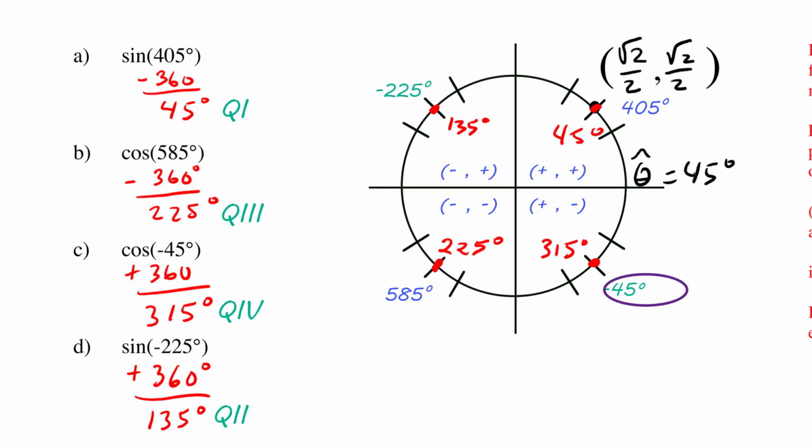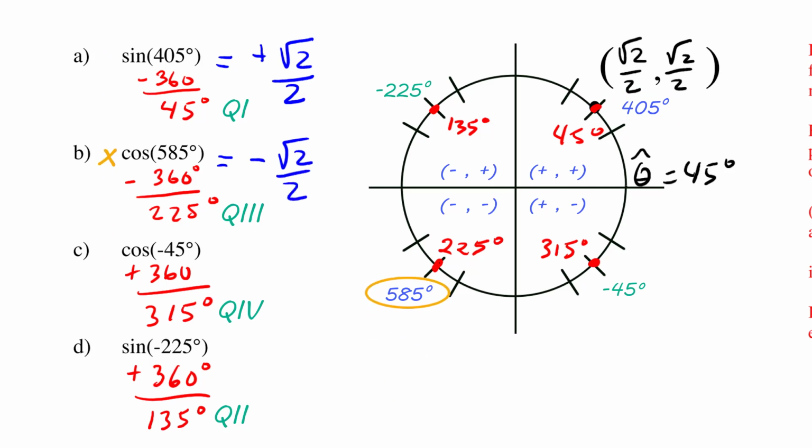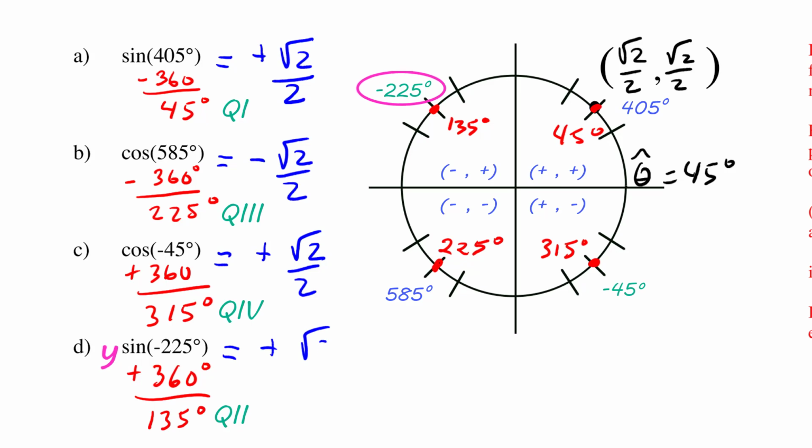Sine of 405 degrees is exactly the same as sine of 45. Quadrant 1 is positive square root of 2 over 2. Cosine of 225 degrees, negative square root of 2 over 2 in quadrant 3. And cosine in quadrant 4 is positive, so positive square root of 2 over 2. And sine in quadrant 2 at 135 degrees is also positive, square root of 2 over 2.